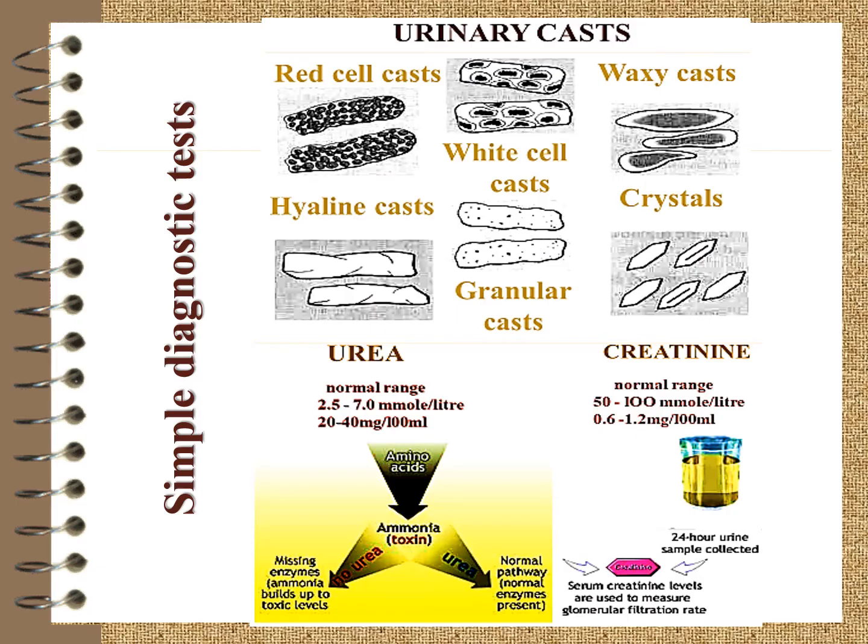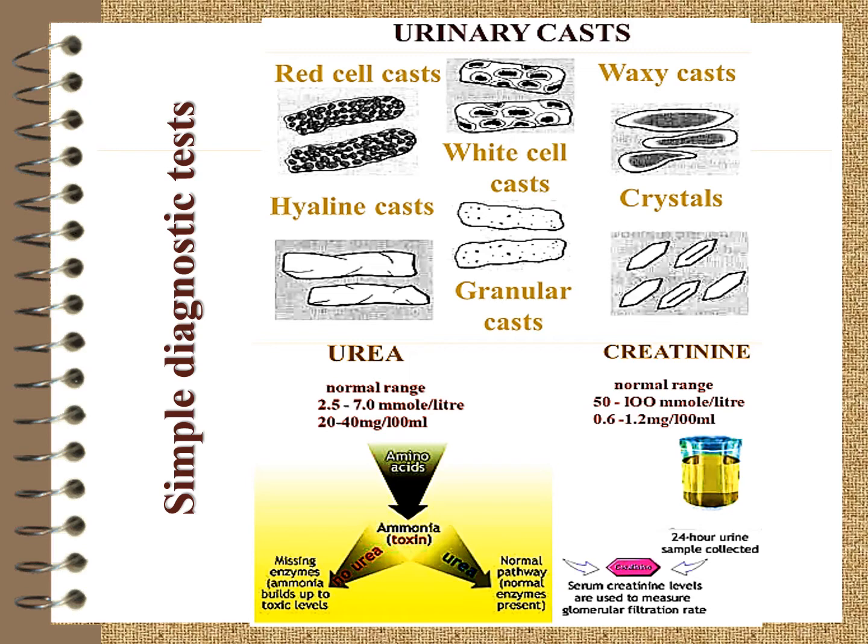The simple diagnostic tests indicating renal damage: tests for the presence of protein, red cells, hemoglobin, and polymorphs in the urine, and estimation of specific gravity and measurement of urinary output.